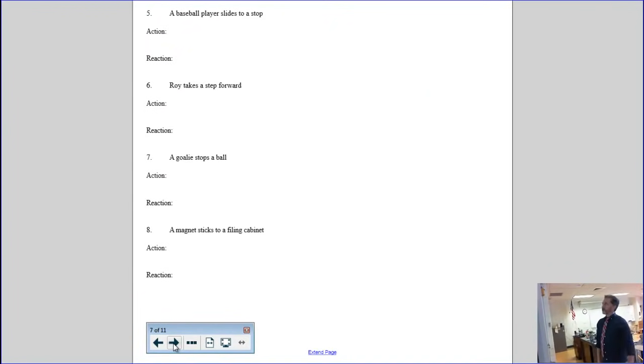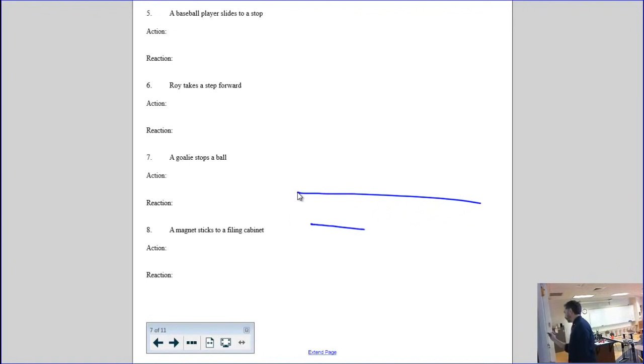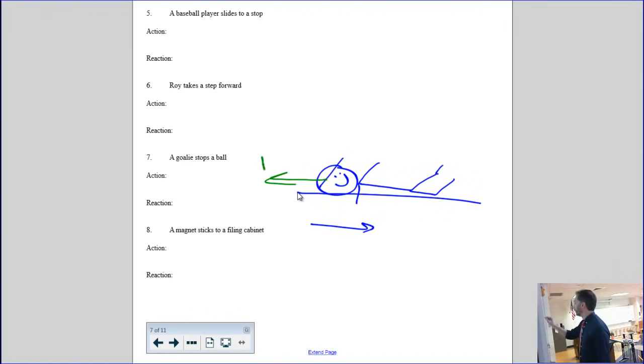Baseball player slides to a stop. So let's see. Here's the ground, here's the baseball player. Let's have the baseball player running this way. So here he is, he's sliding into base. He's going to slide feet first. So the idea is he's sliding forwards, and the thing that stops him is friction.